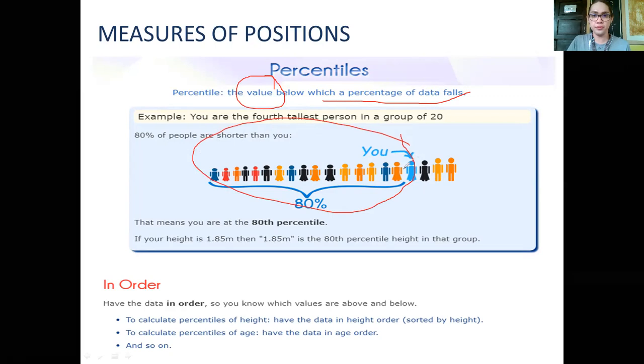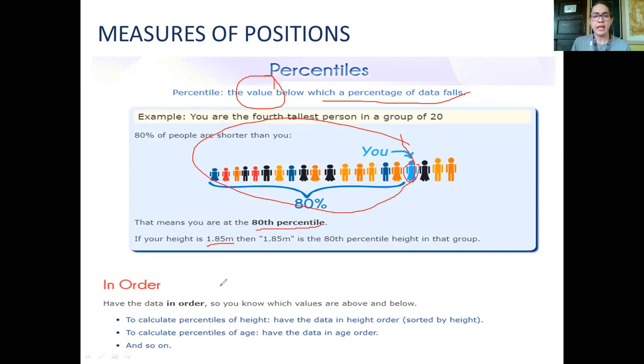So this is you. And as I have said, there could possibly be 80% of people that are shorter than you. That means you are at the 80th percentile. So if your height is 1.85 meters, then 1.85 meters is the 80th percentile height in that group. And that's how we illustrate a percentile.